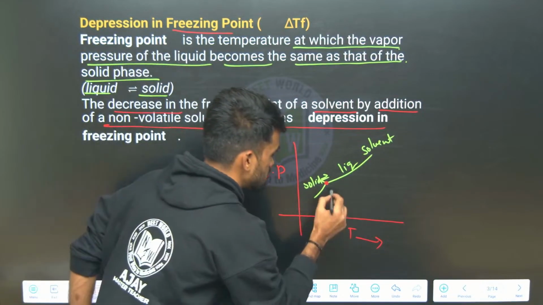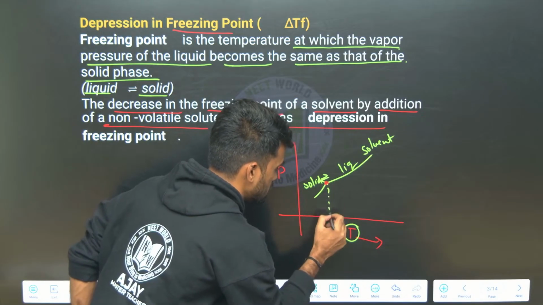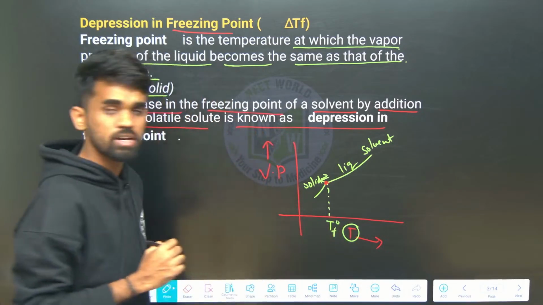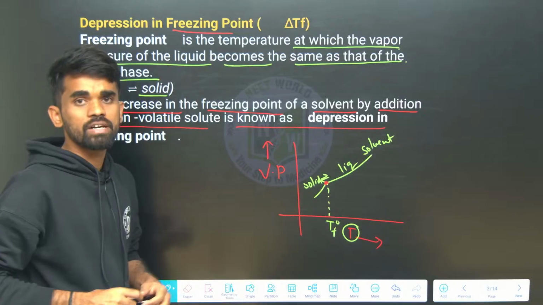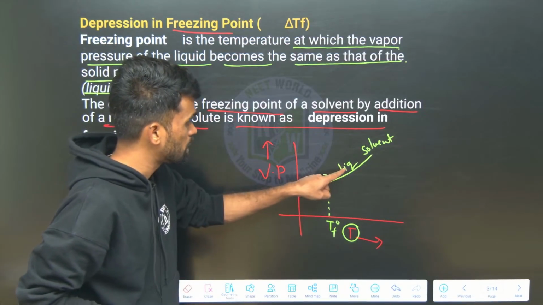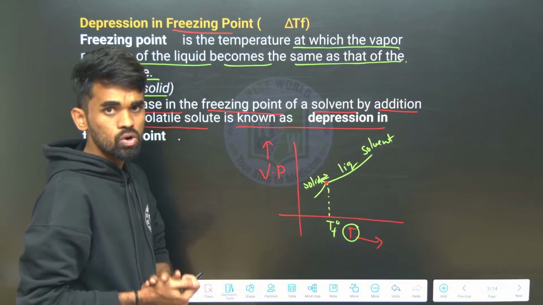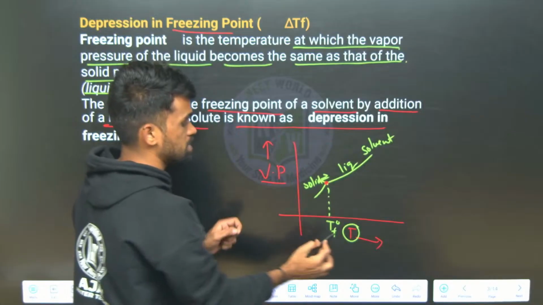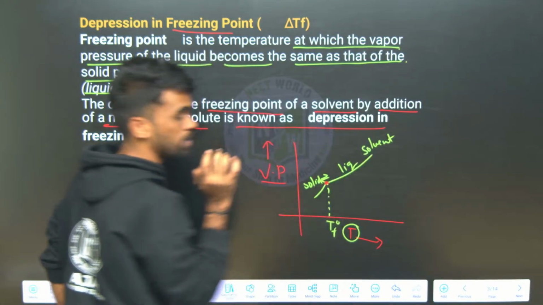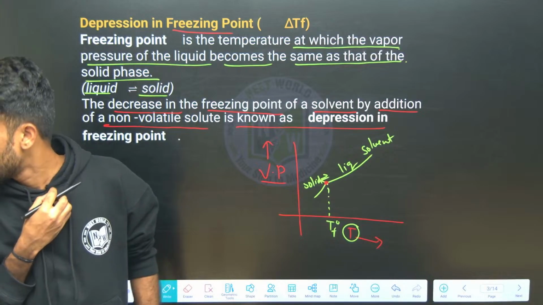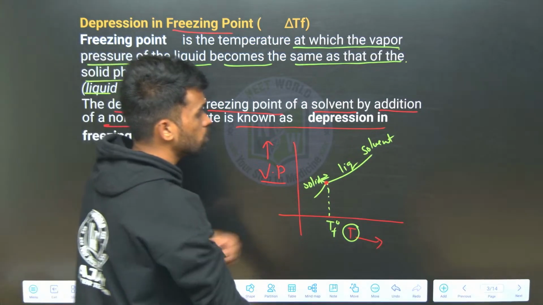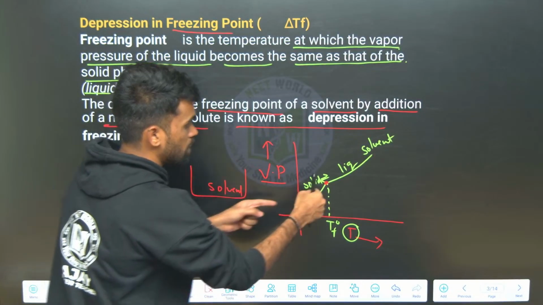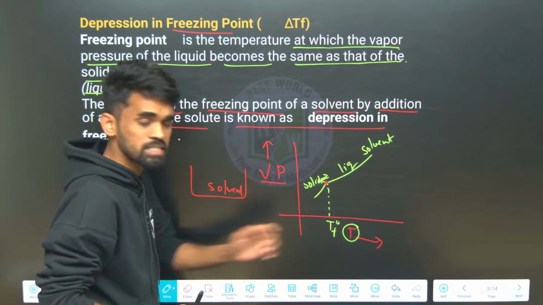So now I can say the corresponding temperature here is the freezing point of the solvent. Yes or no? This is the point where the freezing point of the solvent is considered, because there exists equilibrium between liquid and solid. Hope it is clear. We know vapor pressure increases with temperature, that's why the graph looks like this. As temperature increases, vapor pressure of this component also gets raised. Right now look here. Initially we have only solvent, and we are drawing a graph of vapor pressure versus temperature for this solvent.